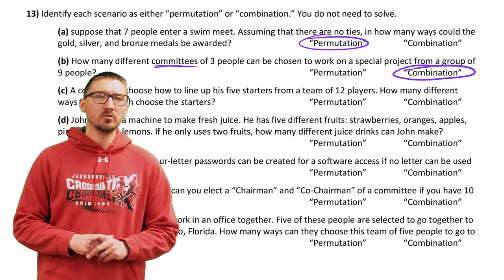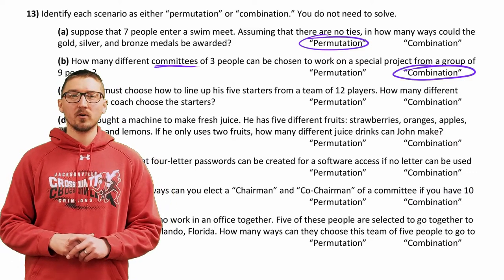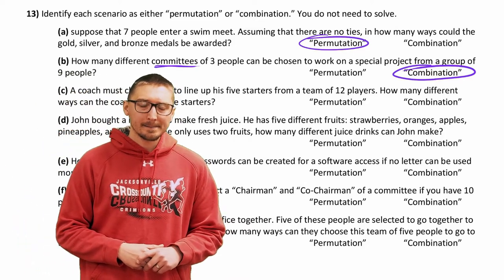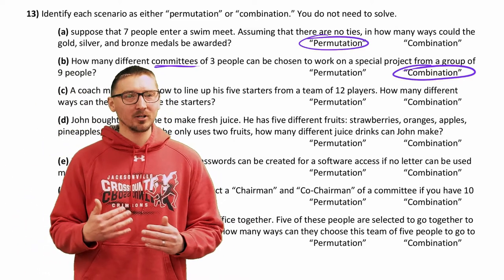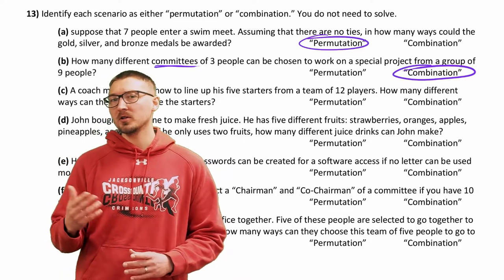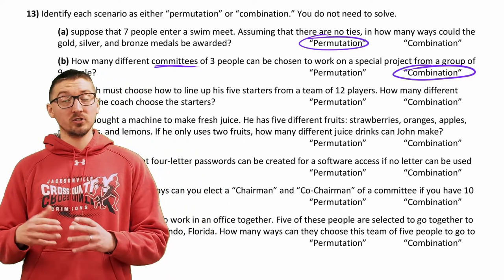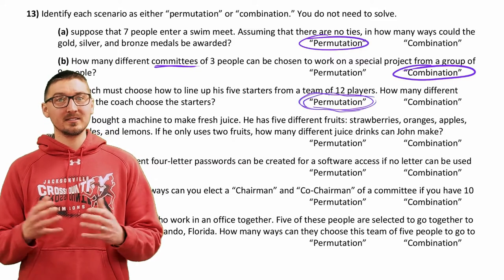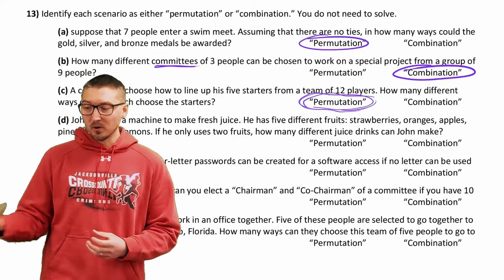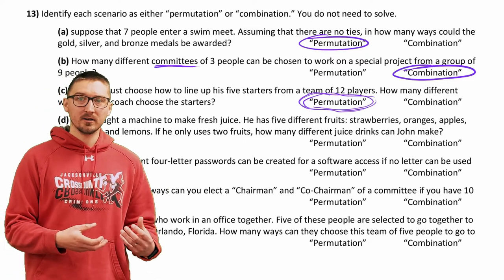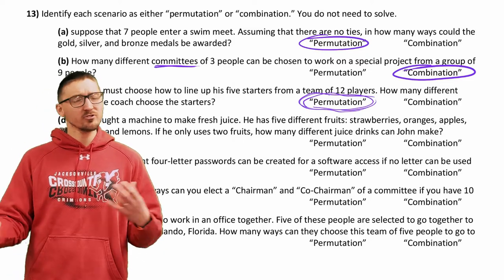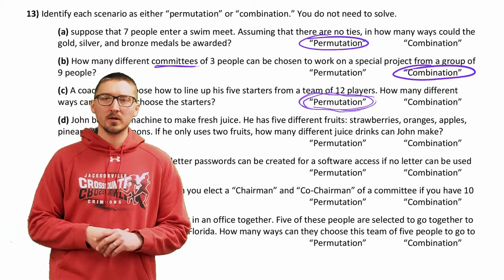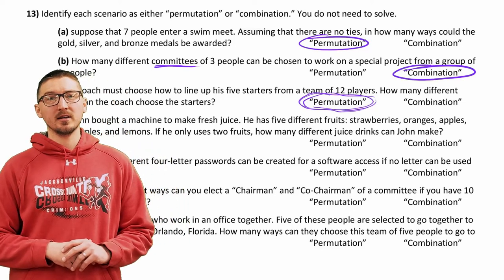C, a coach must choose how to line up his 5 starters from a team of 12 players. How many different ways can the coach choose the starters? Now, this one has a little bit more argument to it. I would say this is a permutation because usually in sports, the position that you play is a little bit different for each individual. So you have a point guard, you have a wing, you have a center, you have a small forward, things like that. You can't just switch people around and where they are. All right, so if you're talking about where those people are starting, I would argue that's a permutation.